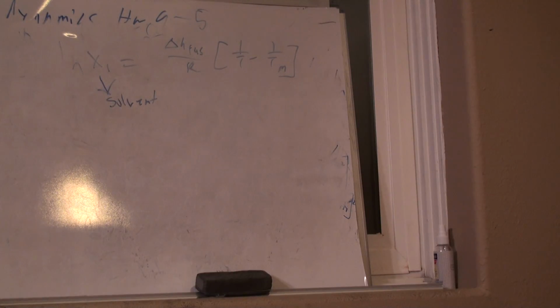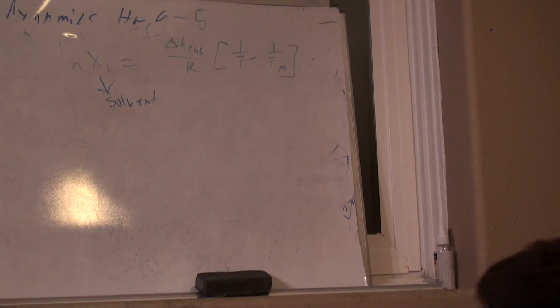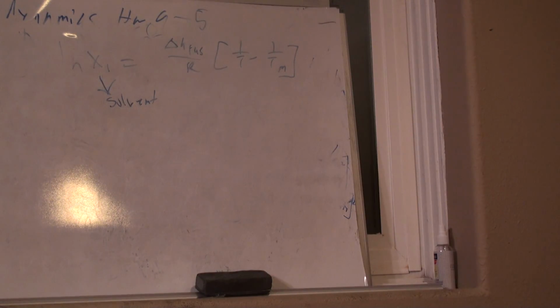Well, if I know delta H, I know R, I know T, I know Tm, well, I can solve for what x1 is through simple math, and then get back how much mole fraction there is. I can get the densities for ethylene glycol and everything else to figure out the mole fraction of everything else.